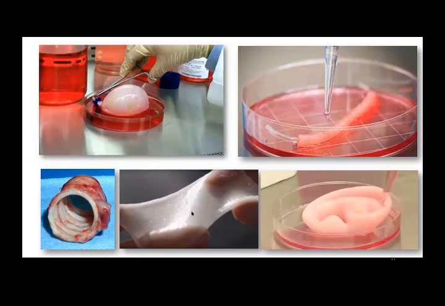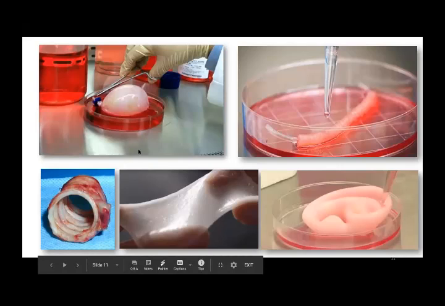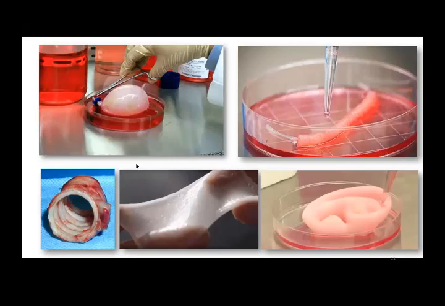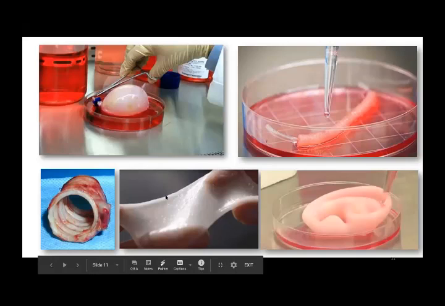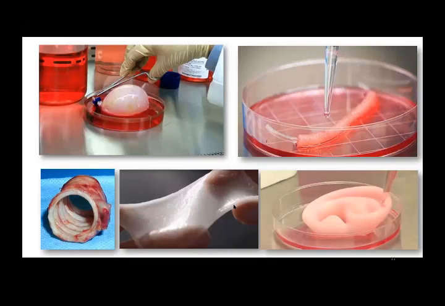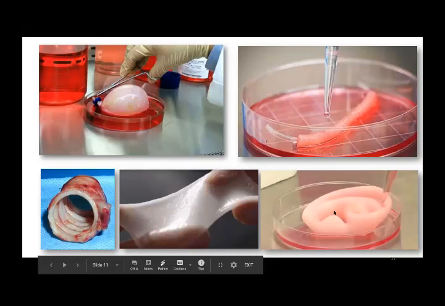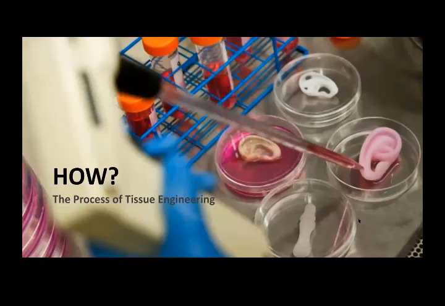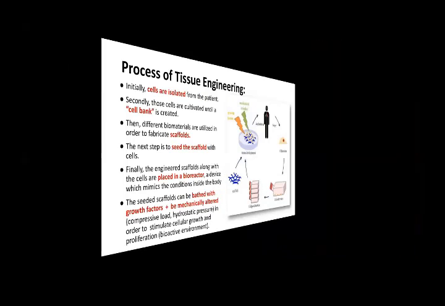Again, these are just some of the examples of tissue engineering, how advanced it's gotten, and what they've been able to achieve in labs. The topmost picture we saw earlier as well, the bladder, trachea, and multiple other things as well. Now, how or what goes into the process of tissue engineering is important as well.